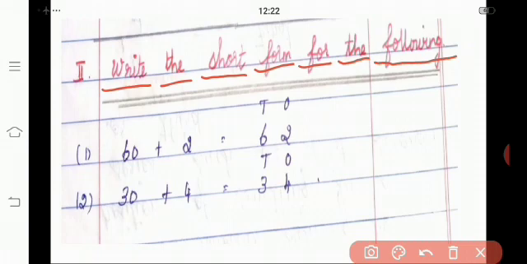The digits are written in columns based on their place values. See children, now we are going to convert the expanded form into the short form. Here we have an expanded form. So we should always start from the ones place. Here we have the ones, and this is the tens. That 60 we can write as 60 or 6 tens, is it, children?